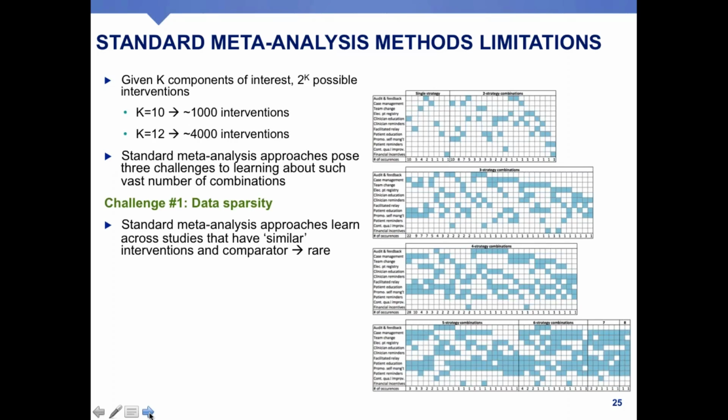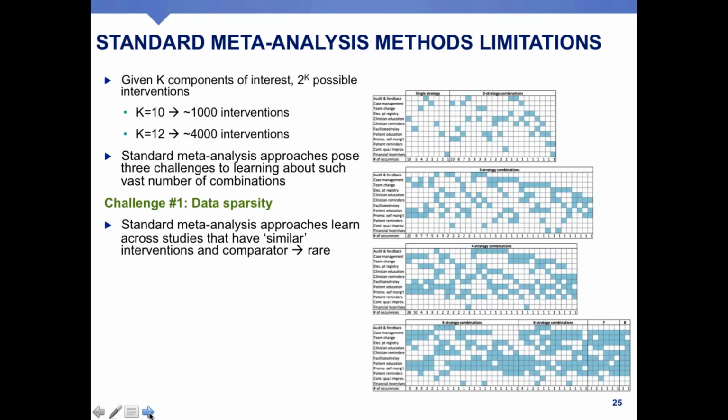As Jeremy was describing, the standard meta-analysis approach tries to learn across studies that are similar enough in terms of their interventions, but also in their comparisons. In the case of the diabetes review, this is quite rare. What this shows is the number of unique combinations of interventions within our review. For 12 quality improvement strategies, we could have over 4,000 different combinations.